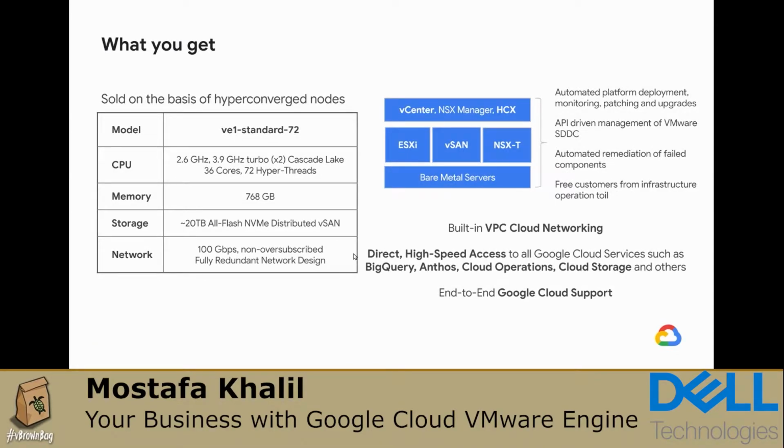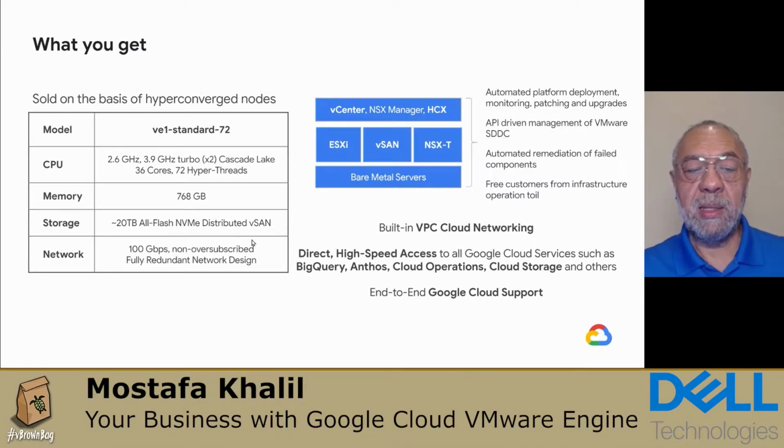What do you get with GCVE? We currently have one SKU, which is called VE1 Standard 72. You get 2.6 gigahertz CPUs, that's 36 cores with hyperthreads, which gives you 72 hyperthreads. Total memory is 768 gigs, and you get about 20 terabytes of all-flash NVMe vSAN distributed storage. For the network, you get 100 gig, non-oversubscribed, fully redundant network design.